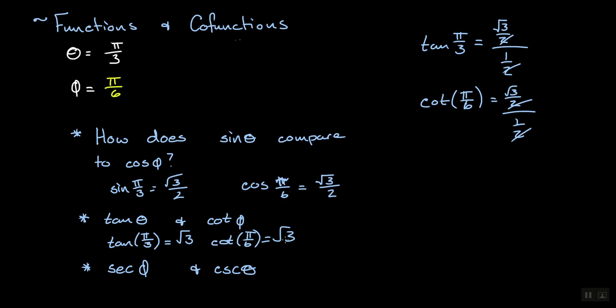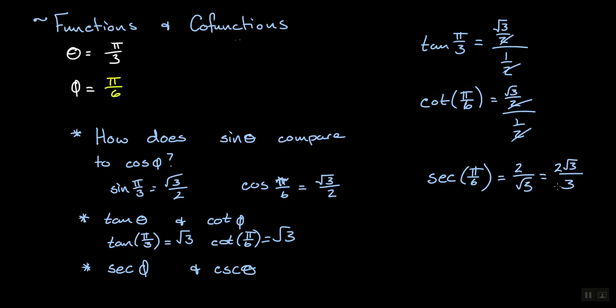If there wasn't a trend before, I imagine it's starting to show up now. What do you think is going to happen if we do secant and cosecant? And we'll just check it out without calculating. I want to see if we can generalize. The secant of phi, which is pi 6. So secant is the reciprocal of which function? Cosine. And I know that at pi 6, cosine is root 3 over 2. So this is 2 over root 3, which we clean up and it's 2 root 3 over 3.